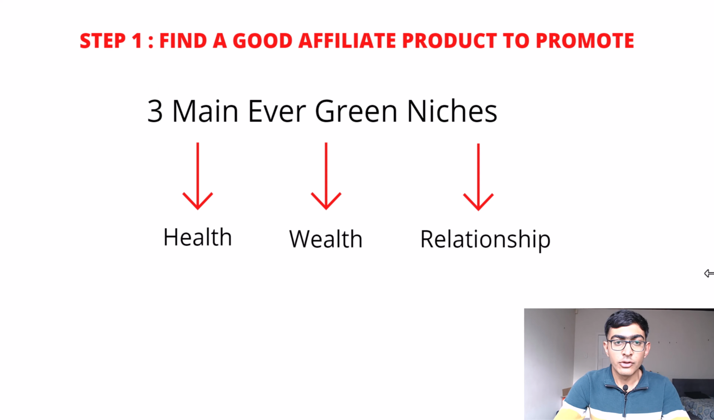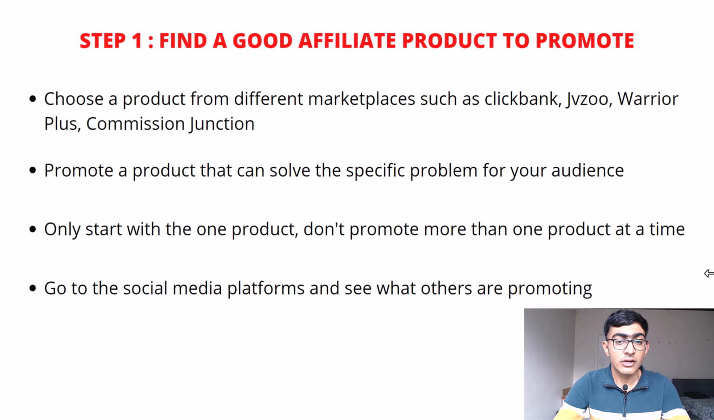The first thing is you need to find a good affiliate product to promote. There are basically 3 main evergreen niches that you can choose to find a product to promote, which is health, wealth, and relationship. Why are these 3 niches evergreen? Because there is always interest and there are always good products you will find inside these 3 niches. And you can also find a lot of different marketplaces where you can find a good product to promote, such as ClickBank, JVZoo, Warrior Plus, and Commission Junction.